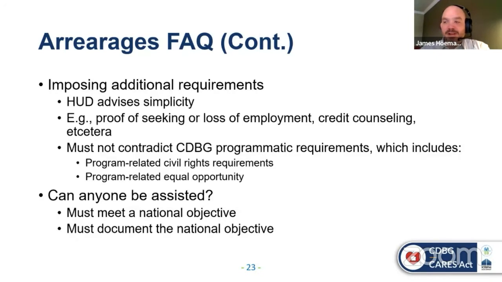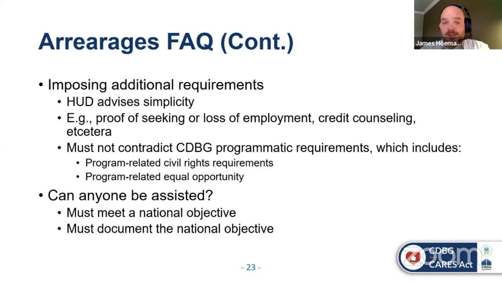Having said that, if we're looking at moving someone from a situation of emergency to a more permanent solution, it's certainly acceptable to put additional requirements in, such as documentation that they're seeking employment because they've lost it, or if you want them to go through a credit counseling program, which you can use your CDBG funds as a public service to provide. Sure, you could certainly do that. I would say that's definitely not going to exclude anyone's participation within the program.